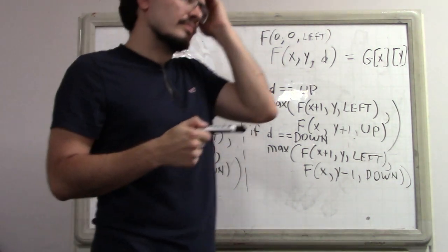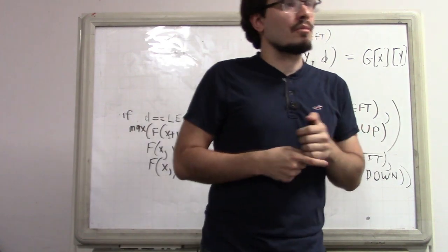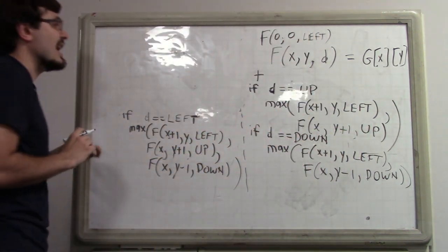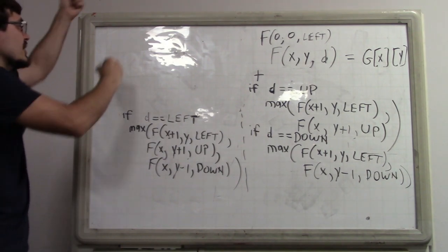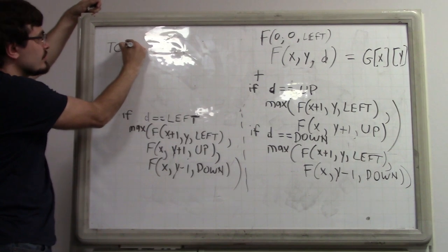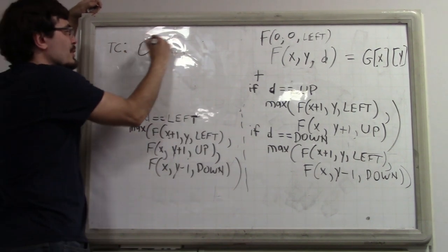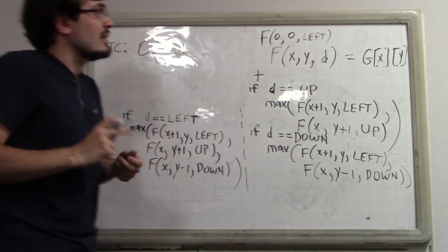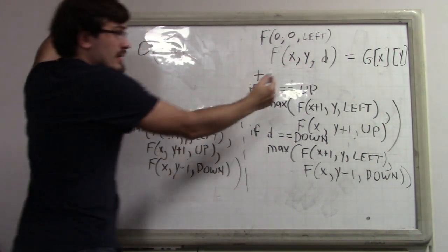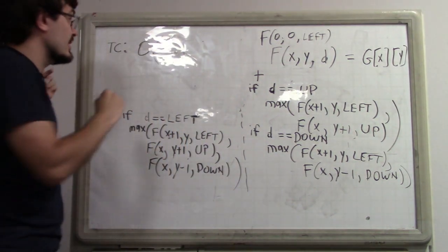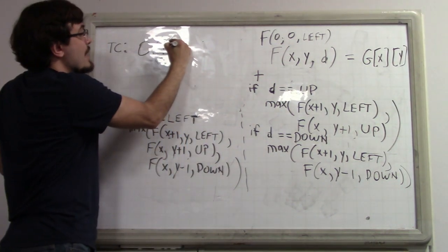Is it possible to quickly review the time complexity of this approach? Yeah. I meant to do that separately. But yeah, sure, why not now? So what is the time complexity for this? So remember, what is the formula? The number of states. What is the number of states? M times n times 3. 3 is a constant. So there are just order mn states.